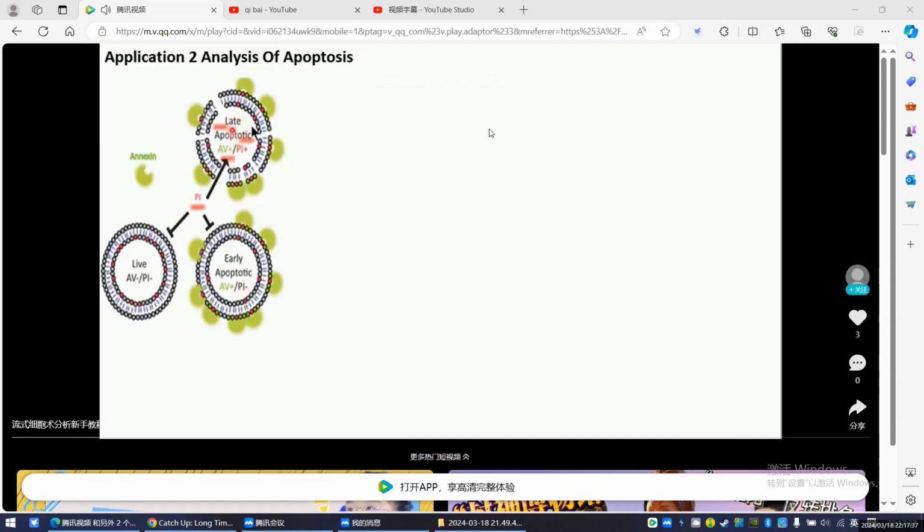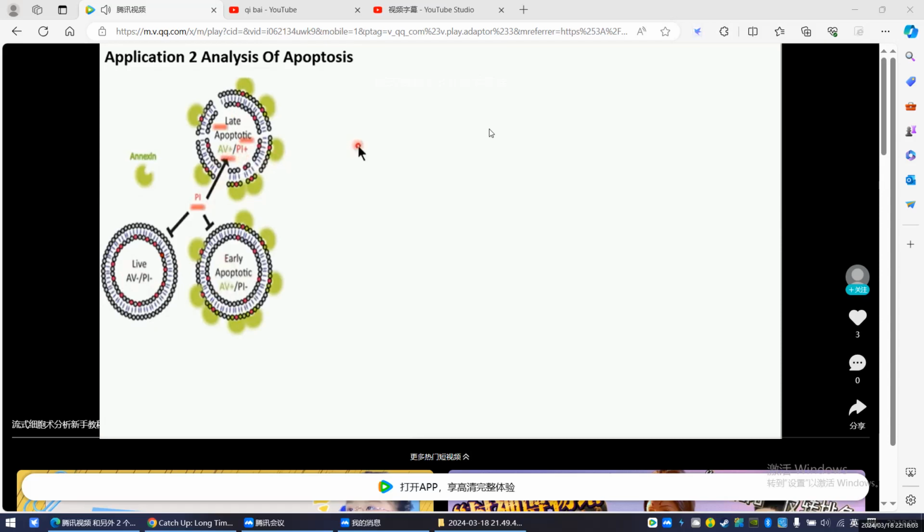Finally, in late apoptosis, the propidium iodide will enter the cell and the cells will become annexin positive, propidium iodide positive. So we have three conditions: live and healthy cells, annexin negative and also PI negative; early apoptotic cells, annexin positive but PI negative; and late apoptotic cells, annexin positive as well as PI positive.